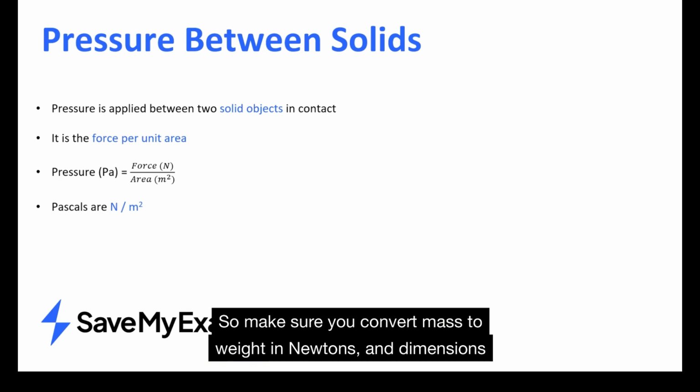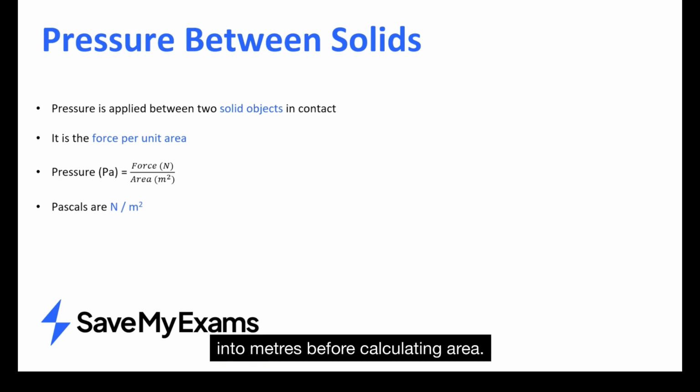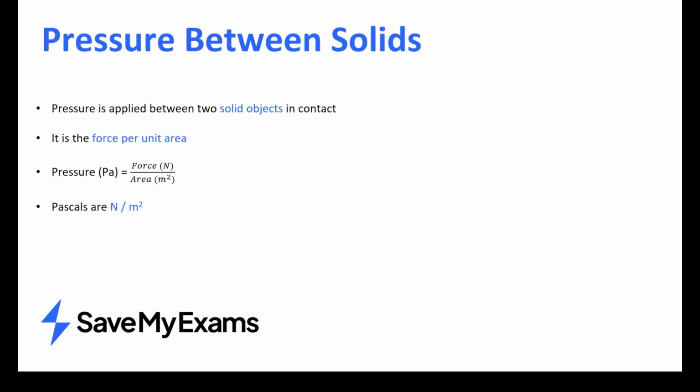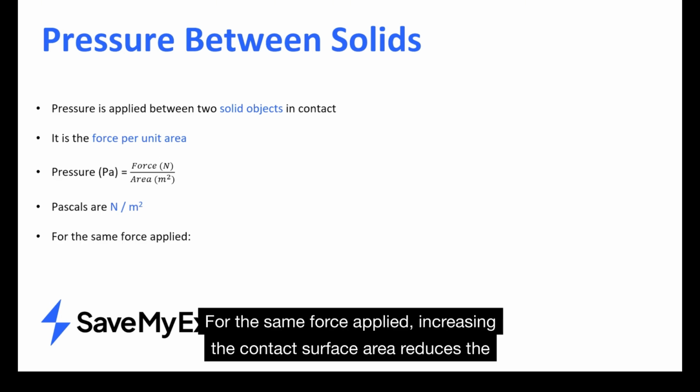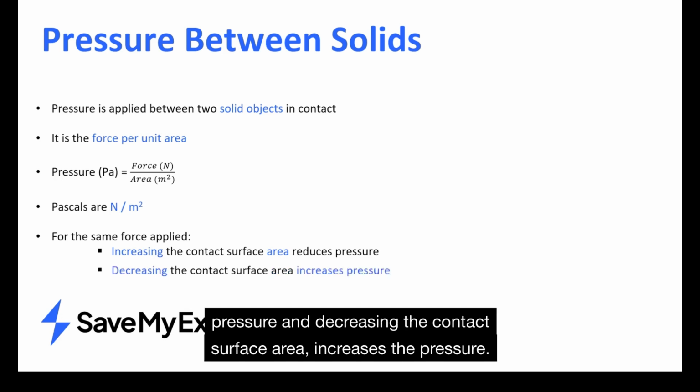So make sure you convert mass to weight in newtons and dimensions into meters before calculating area. For the same force applied, increasing the contact surface area reduces the pressure, and decreasing the contact surface area increases the pressure.